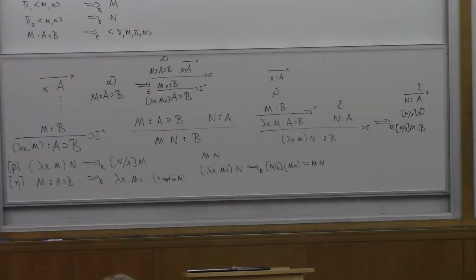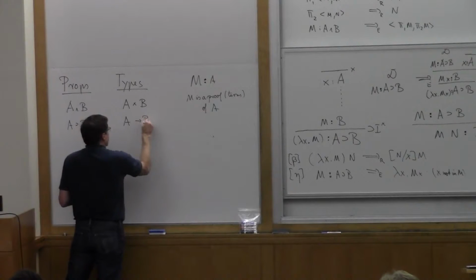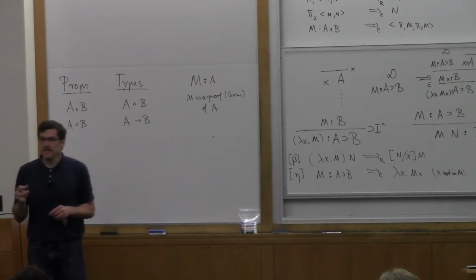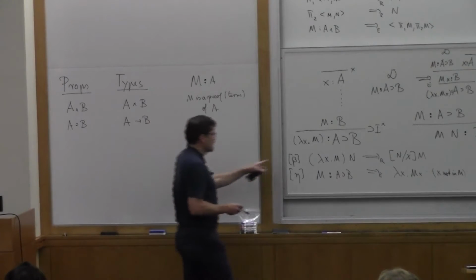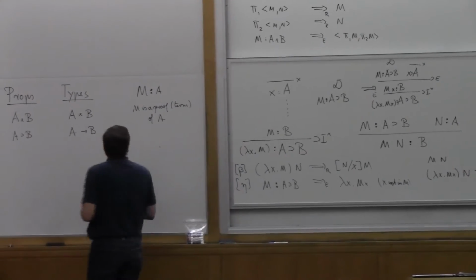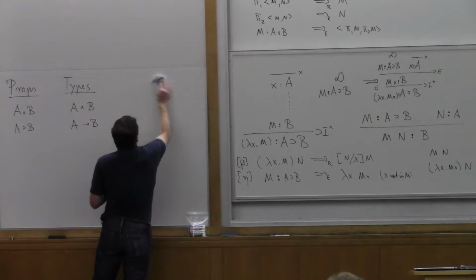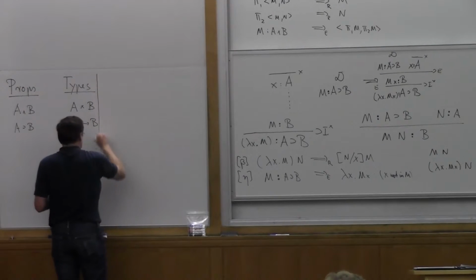Okay, so let's complete our table here. So A implies B corresponds to a function. And if you think about it as proofs, we think about it as a function from proofs of A to proofs of B. So it's a function on proofs. And the way the function computes is the way we're used to: the function computes by substitution. Somewhere else I should put a more general correspondence.